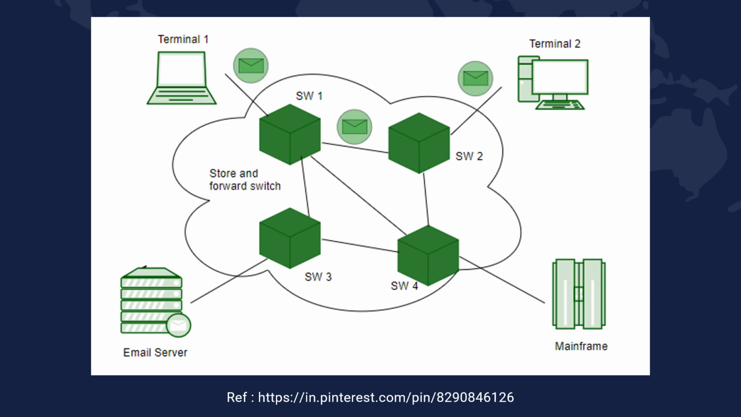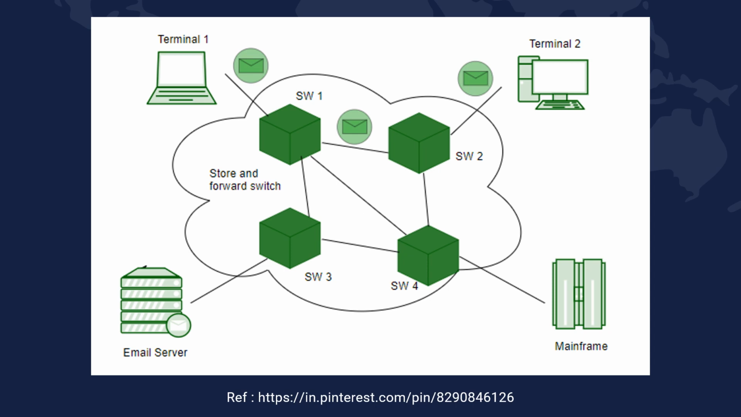So if I want to send my message from terminal 1 to terminal 2, and these are the nodes in between, these are the end devices, you can think of them as end devices. This is my message, a complete single unit, right? Now this is being transmitted to this node. SW1 will store that message, right? It will match its MAC address and the MAC address that is written on the header of this message.